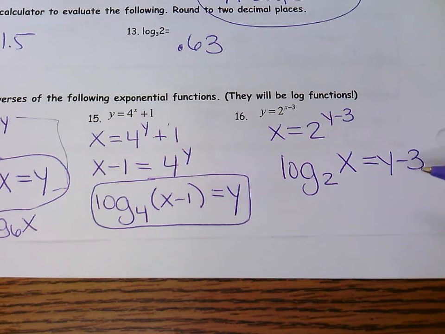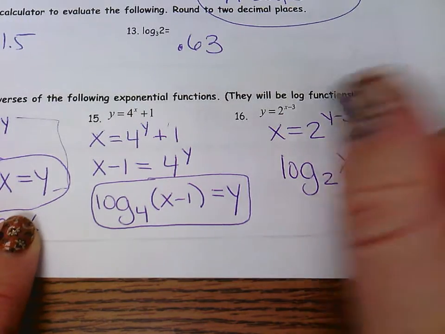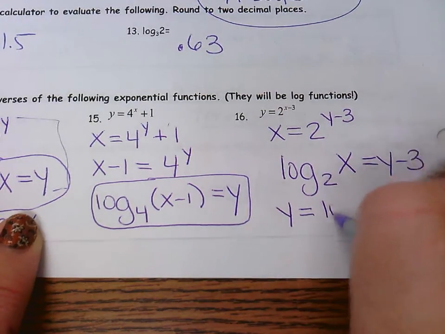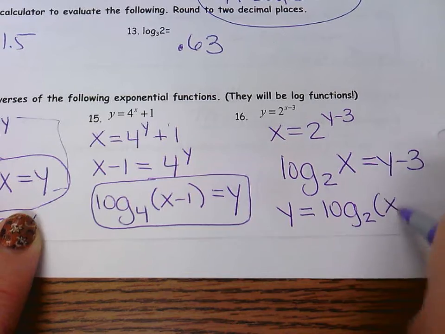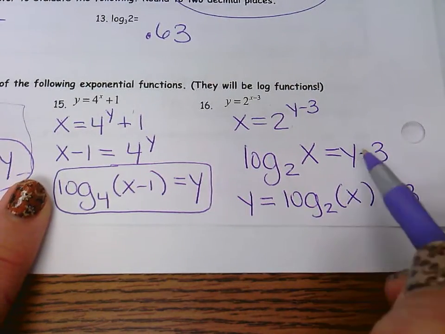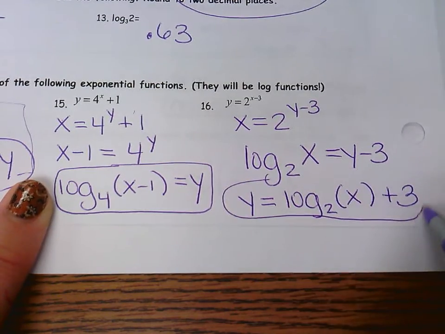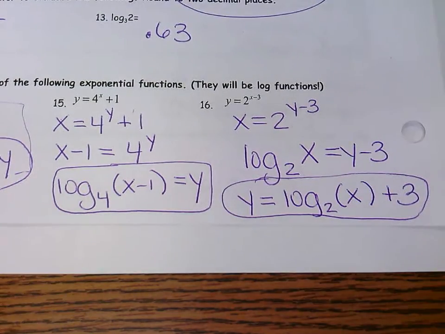So what would be my last step to finish this, to get y by itself? Add 3 to the other side. So I'll write it y equals log base 2 of x plus 3. You're really adding the 3 on the outside of this log function. So there, that time I wrote it as a y equals function.